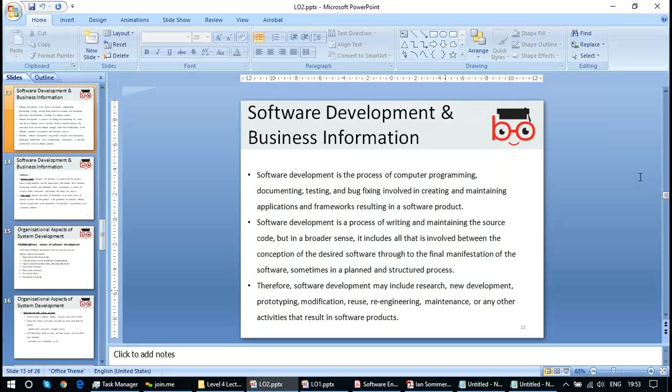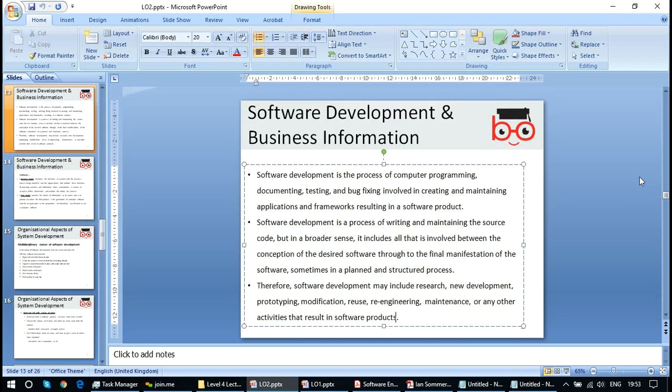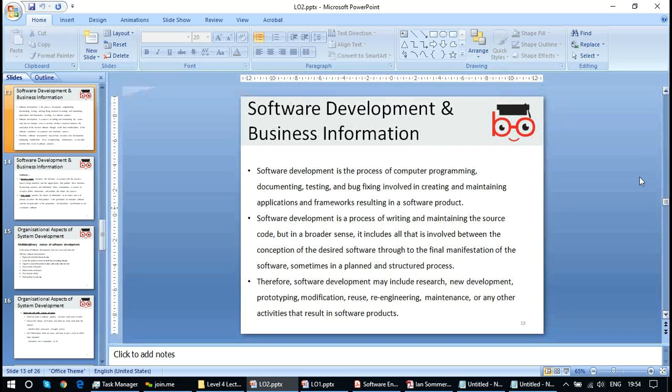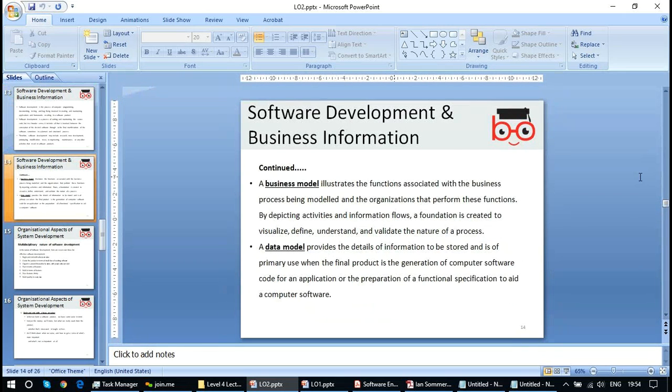Therefore, software development may include research, new development, prototyping, modification, reuse, re-engineering, maintenance, or any other activities that result in a software product. So, software development is a complete discipline, basically. The emphasis of this slide is to consider the software as a product. It has to go through all of the concerns. It needs to be researched, and the next slide gives the business aspect.